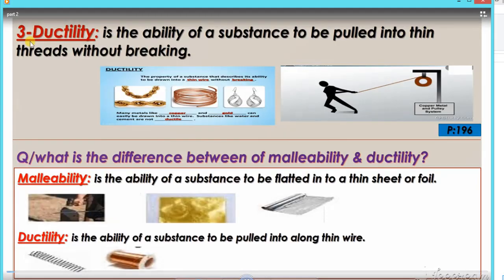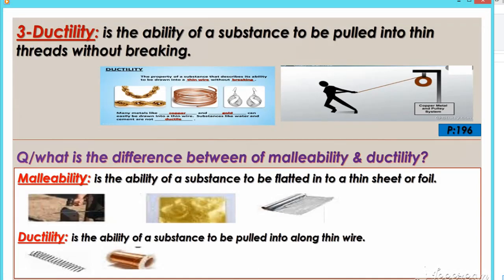My students, I will start the new lesson on page 196. I will talk about another observable physical property. Number 3, ductility. What is ductility? Ductility is the ability of a substance to be pulled into thin threads without breaking. This is the definition of ductility. Please underline it in your book. Ductility is the ability of a substance to be pulled into thin threads without breaking.